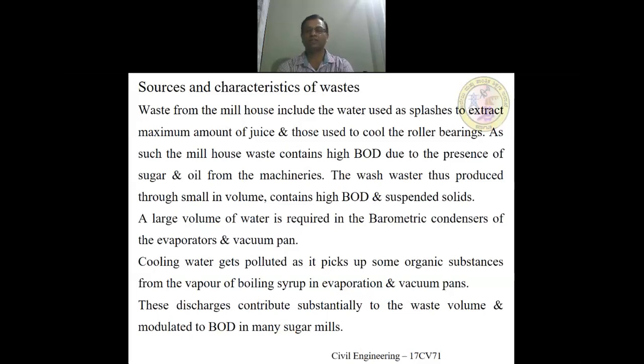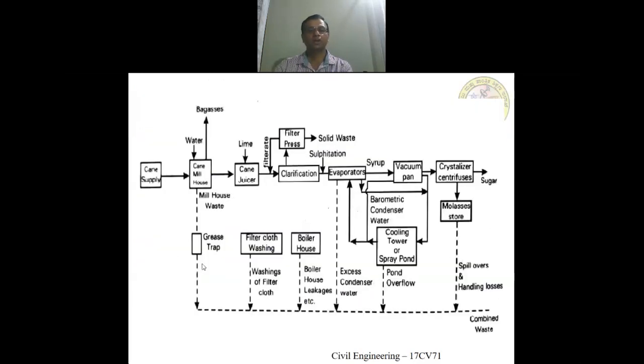A large volume of water is required for the barometric condenser of evaporators and vacuum pans. The cooling waters get polluted as they pick up some of the organic substance from the vapor of boiling syrup in evaporators and vacuum pans. These discharges contribute sufficiently to the waste volume and add to the BOD in many sugar mills. So that's what I discussed here.